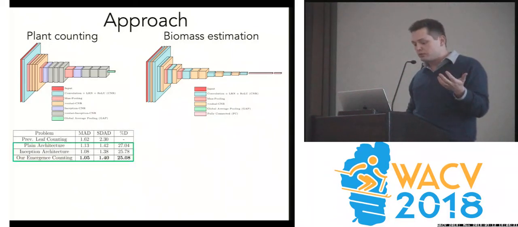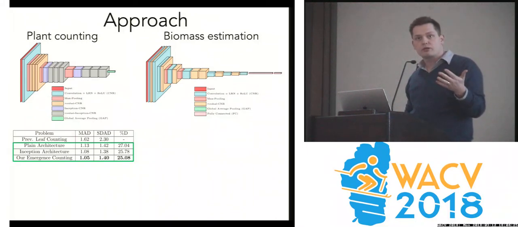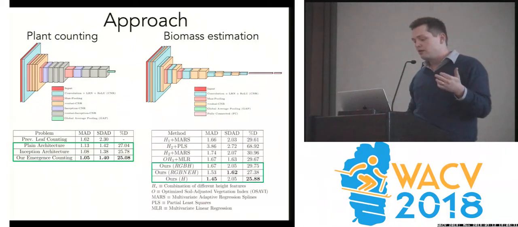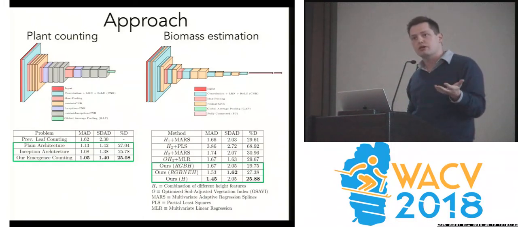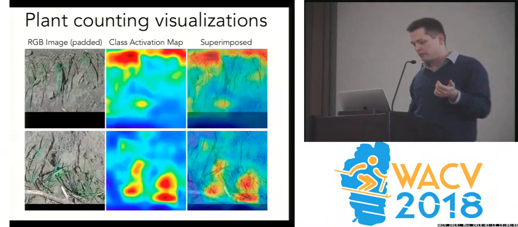For plant counting, the results are a little bit better than for leaf counting, which we think is a simpler problem, so that was quite promising. And then we looked at different architectural features, so adding inception blocks or residual blocks. For biomass estimation, we also beat the previous benchmarks, and we looked at the effect of different input channels, so using just RGB plus height or using also the near-infrared channels.